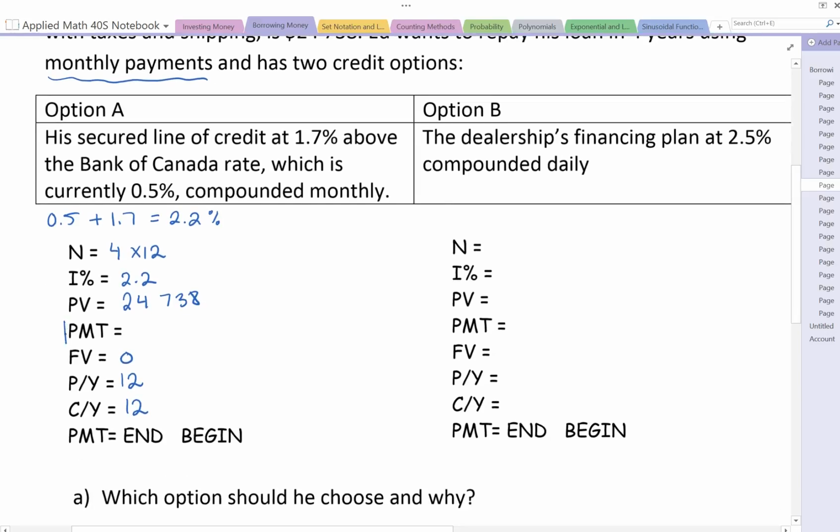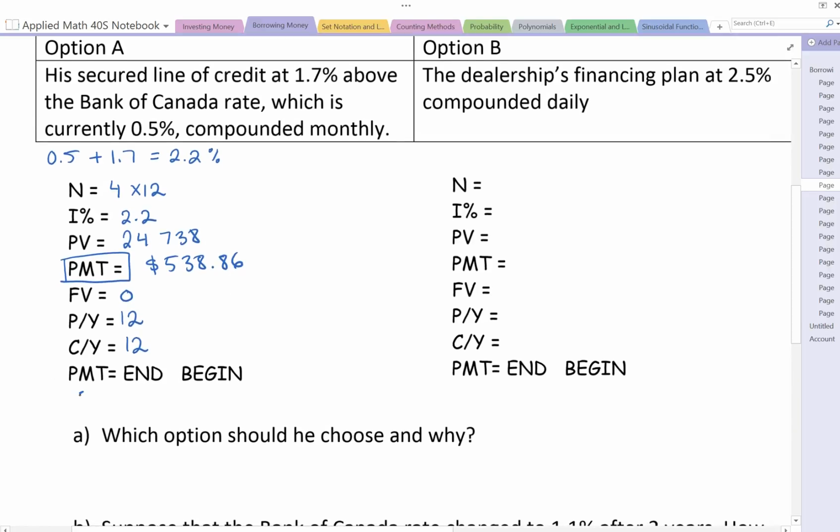All right, so figure out PMT with your graphing calculator. Go ahead and punch that in, and you should get $538.86. And when you do your sum of your interest, you're figuring that out from 1 to, and this would be 4 times 12, right? Because it's the total number of payments, or you could put 48 in there. And you should get $1,127.09 in interest.